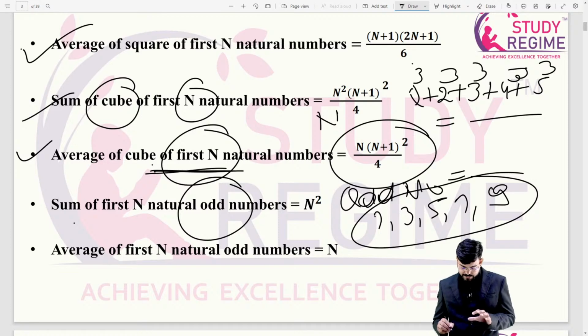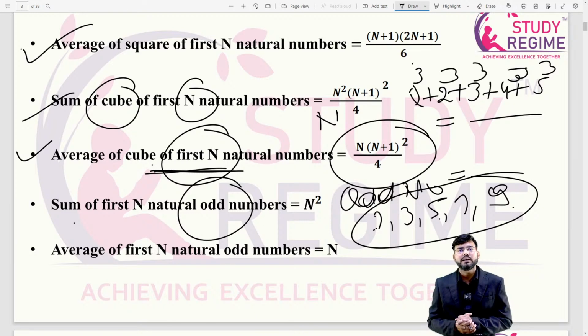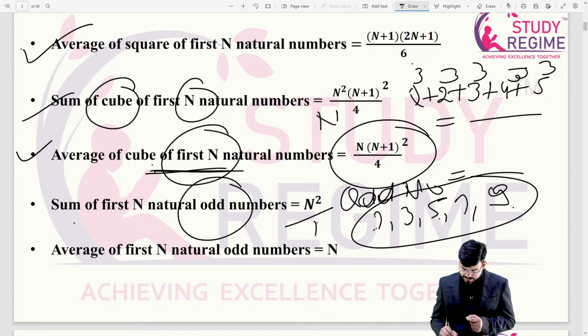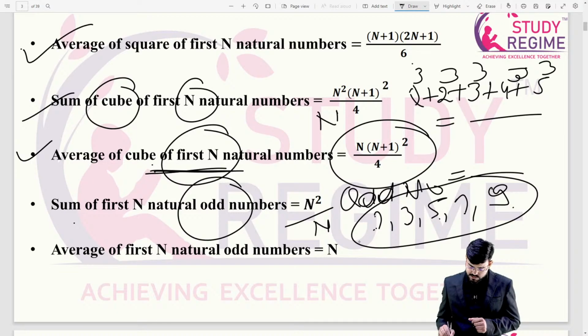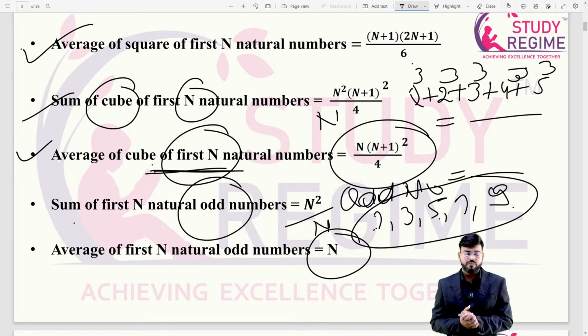So where n is equal to 1, 2, 3, 4, 5, you can apply this. You will find the sum of the first n natural odd numbers. Now if you find the average of these first n natural odd numbers, you just simply divide it by n. Again the same scenario: n from the numerator and n from the denominator cancel out, and you will get that the average of the first n natural odd numbers is equal to n.